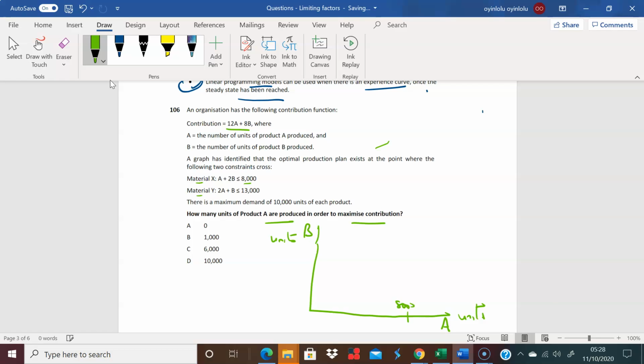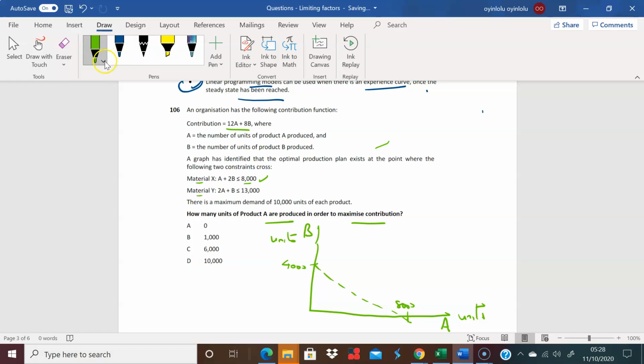Or if I choose just to make B, this 2 here is telling me I need 2 kilograms. If this is kilograms of material X, I need 2 kilograms per unit. Therefore, I can make 4,000 units of product B. That's what this is saying. So I can draw my curve here.